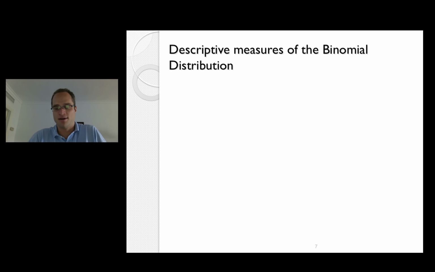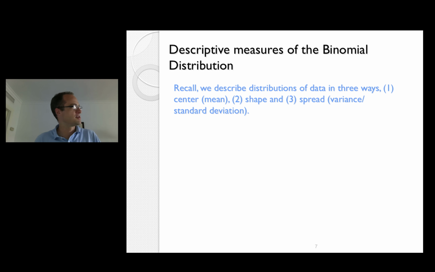Descriptive measures of the binomial distribution. So the descriptive measures of any distribution, at least for our purposes, is that we want to know what the shape is. We want to know what the mean is. That's our chosen measure of central tendency. It's not the only one, but it is the one we're concentrating on. And we want to know the measure of variability in the data, or sometimes we call this spread, variation.